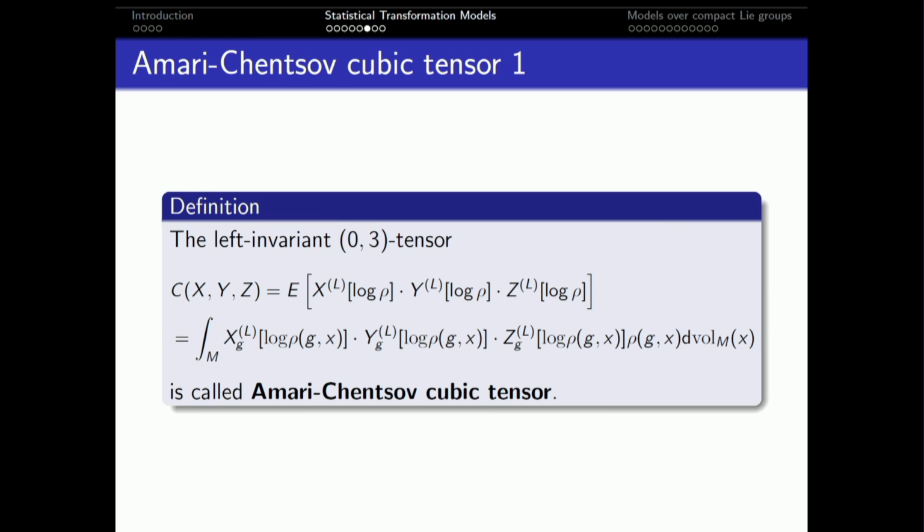And as an analog, we can also define the Amari-Chentsov cubic tensor. And this is, of course, first defined as a cubic form on the Lie algebra. And then it can also be extended to a left invariant tensor by a straightforward method. And the definition is formally the same, but everything here is done in the framework of the Lie algebra, and everything is in a left invariant framework.